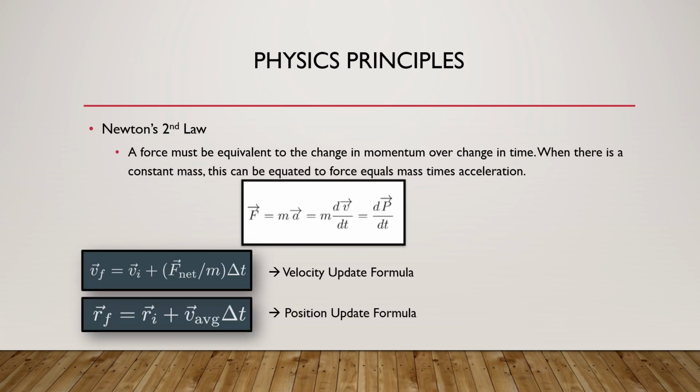So for Newton's second law, similar to lab 1, a force must be equivalent to the change in momentum over change in time. When there is a constant mass, this can be equated to force equals mass times acceleration. And then I have the equation shown right here. And then some other equations that will be used in this experiment are the velocity update formula and the position update formula.